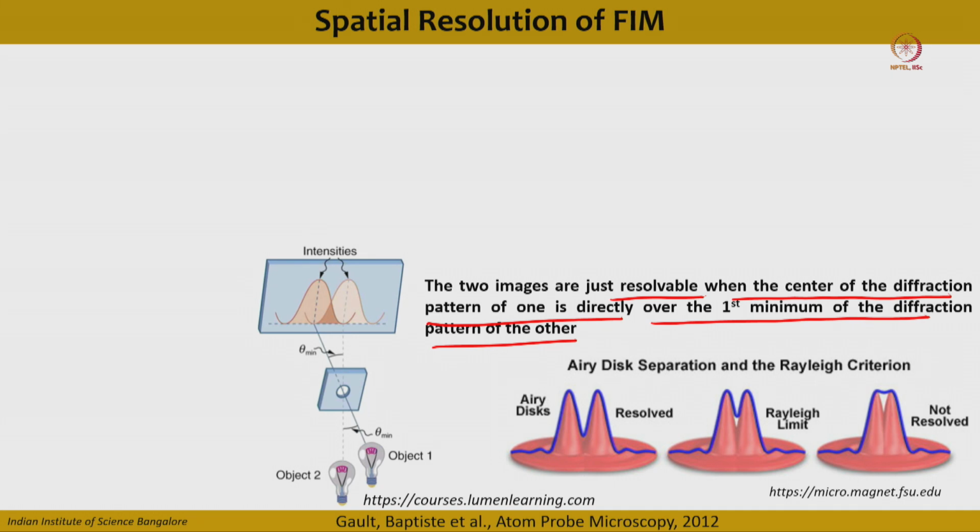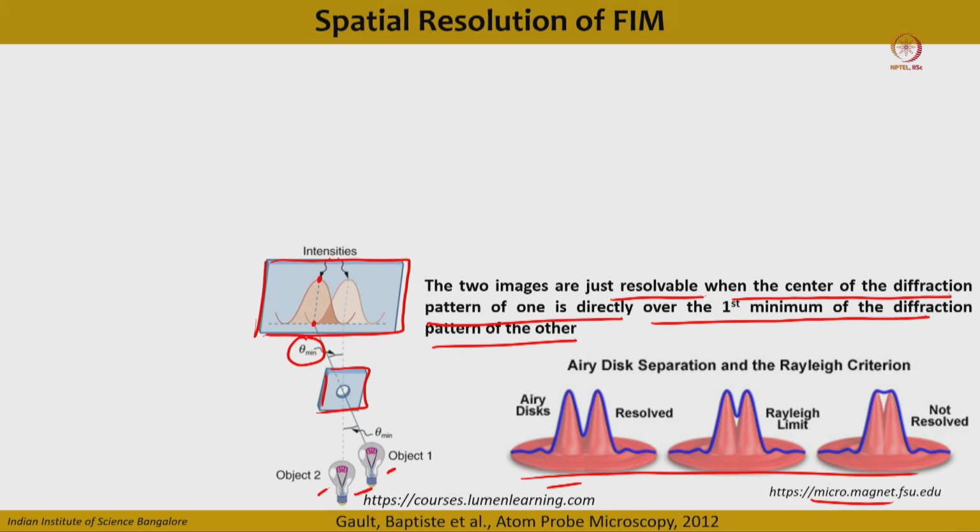Here I am showing you a nice schematic taken from the reference Lumen Learning, where you have two objects, object 1 and object 2, and a small aperture. If these two objects are illuminated, they form an intensity profile on this screen. These two objects can be resolved at different positions only when the maximum of intensity of one object overlaps with the minimum intensity of the other. This is the minimum criterion, related to your theta minimum, which is the resolution limit, or Rayleigh's criteria.